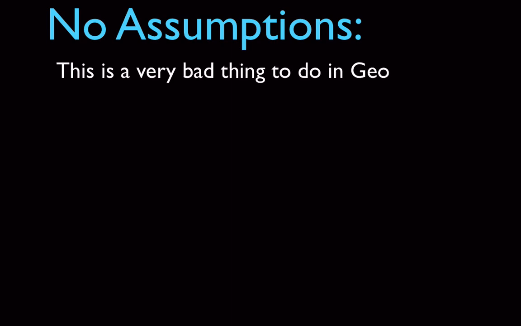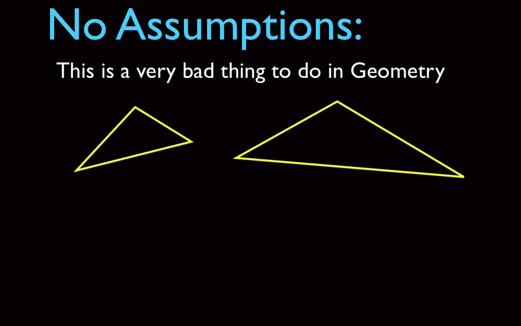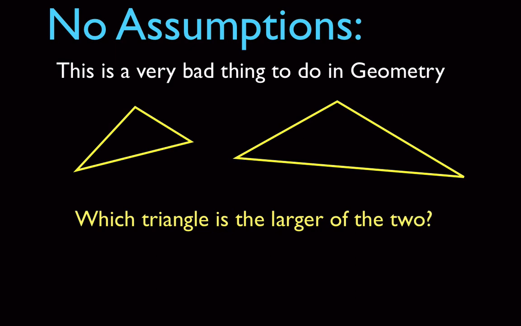Okay. First off, no assumptions. This is a really tough one because up until now, you've been allowed to make assumptions as much as you want. Basically, assumptions are a very bad thing to do in geometry. For example, when you look at these two shapes, which one's bigger? Which one's a larger triangle? Most of you are probably going to think the right side. I get that. But what if that left one is way off in the distance? What if it's far larger than the right one, but it's way back in the back?